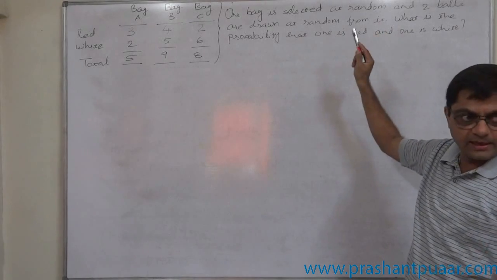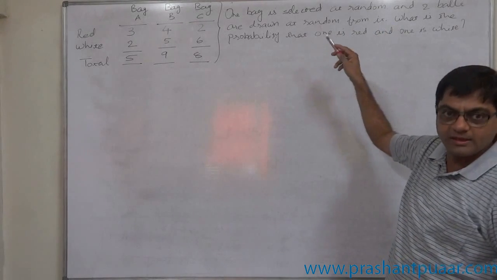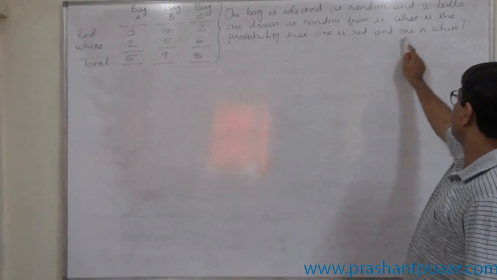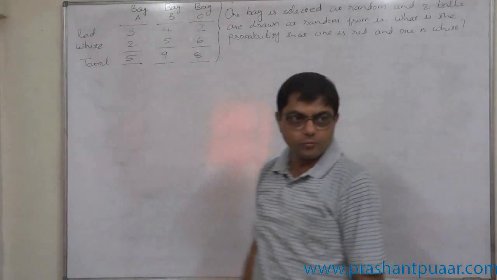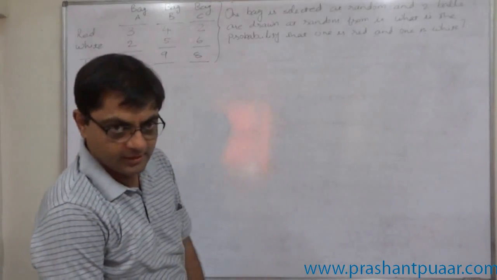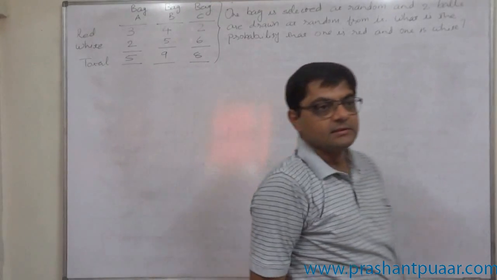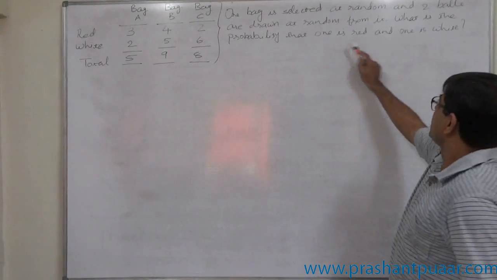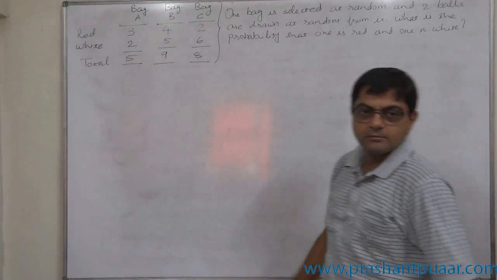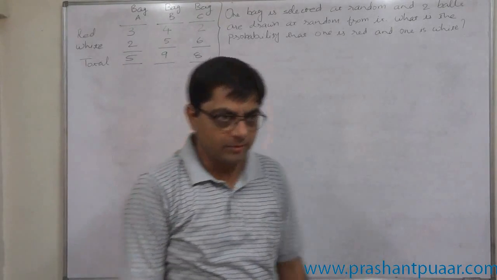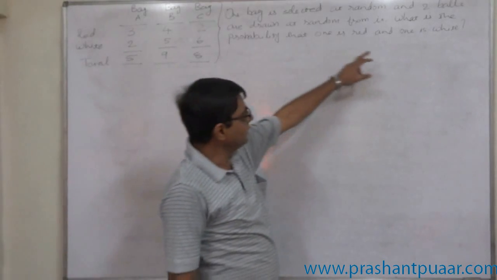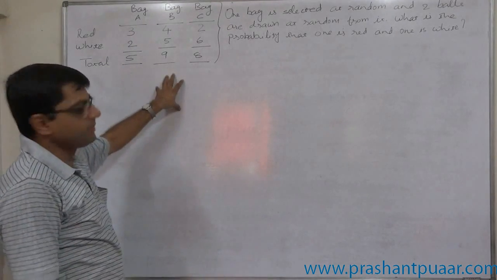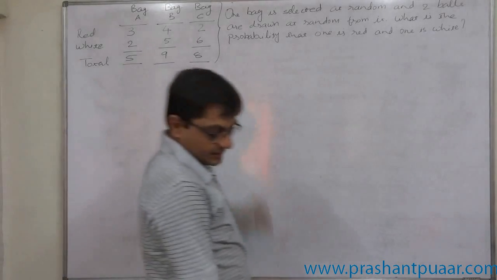First a bag is selected and then 2 balls are drawn from that selected bag. What is the probability that one is red and one is white? Out of 2 balls, one is red and one is white. Again, this is a similar case. The probability of getting one red and one white ball is a case of conditional probability of getting one red and one white ball if they are from bag A or bag B or bag C.